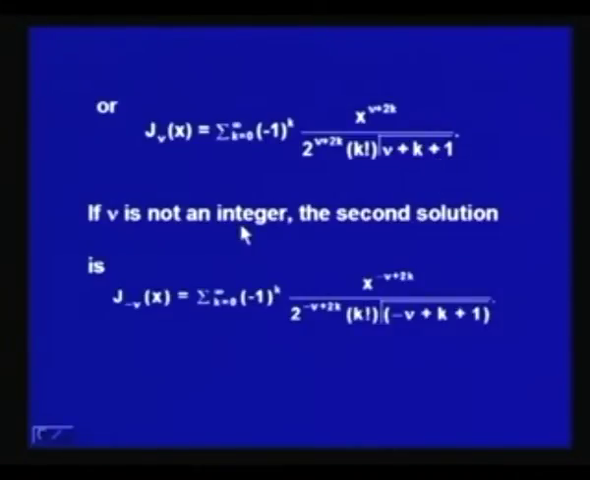If nu is not an integer, then the second solution can be obtained by replacing nu by minus nu here. So, say J minus nu x will be equal to sigma k equal to 0 to infinity, minus 1 to the power k x to the power minus nu plus 2k over 2 to the power minus nu plus 2k into k factorial gamma minus nu plus k plus 1.